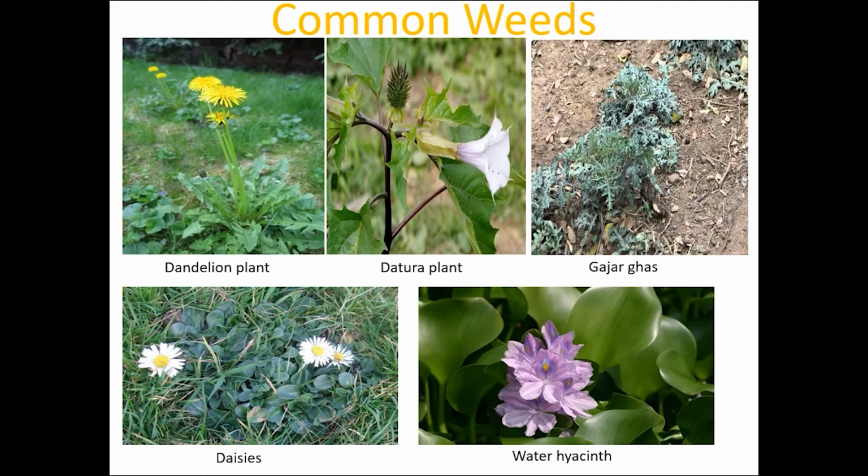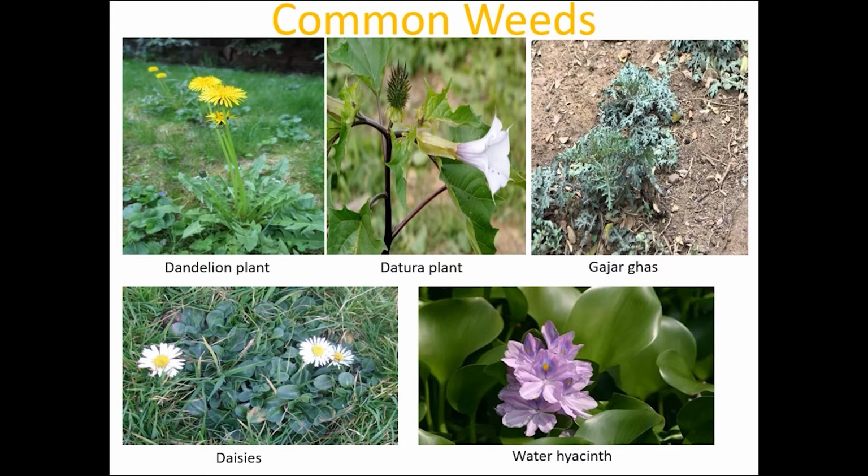Look at these pictures. Here you can see some common weeds. Dandelion plants. These plants have large yellow flowers that change into furry white balls of seeds. Another one is the Datura plant. These plants have bell-like flowers and its fruits are very poisonous. Next is Gajar grass. This Gajar grass grows along with wheat plant and obstructs the growth of the plant.